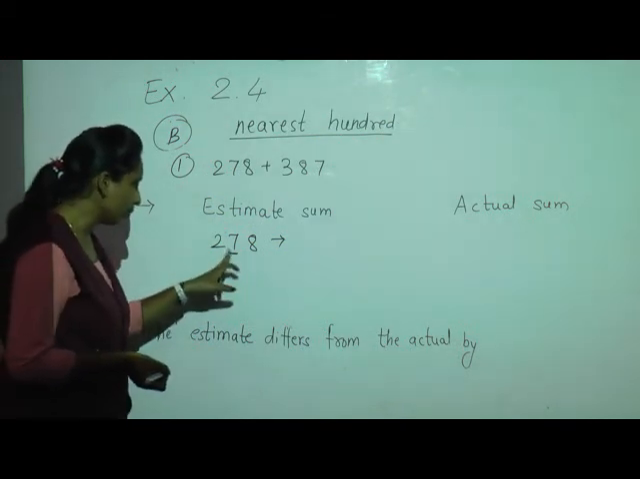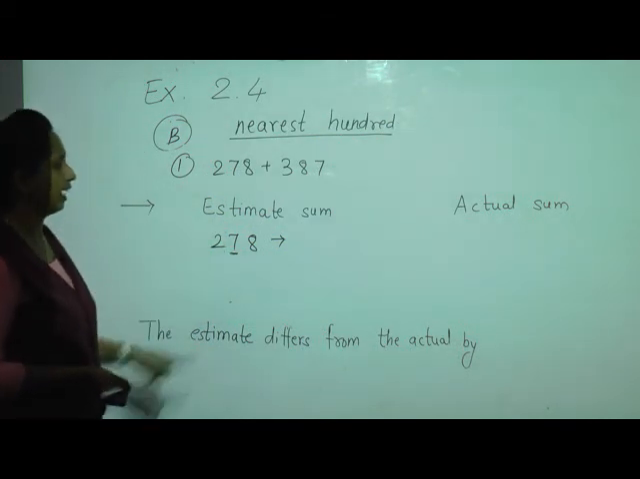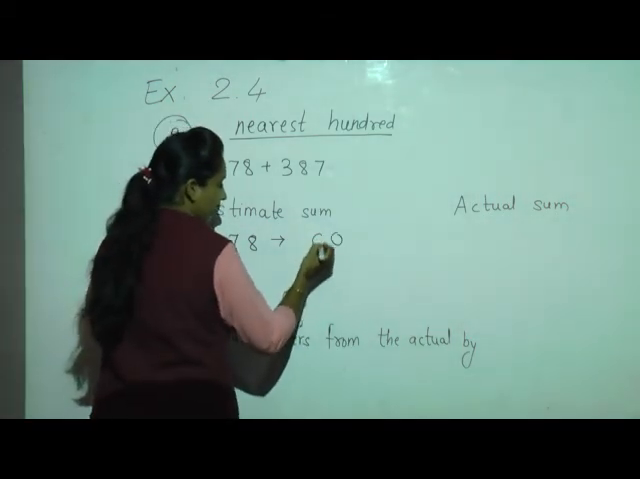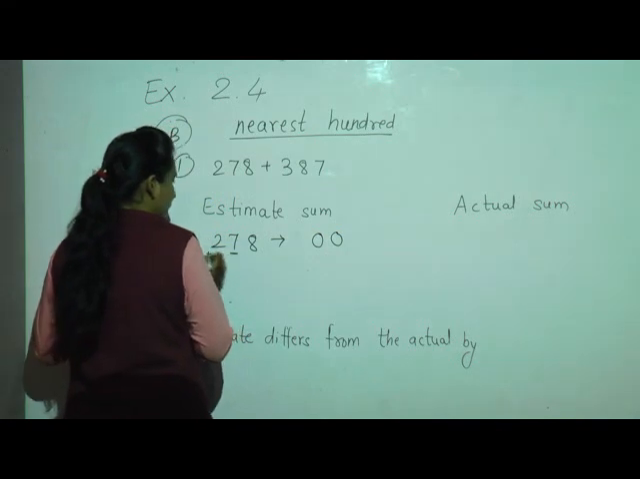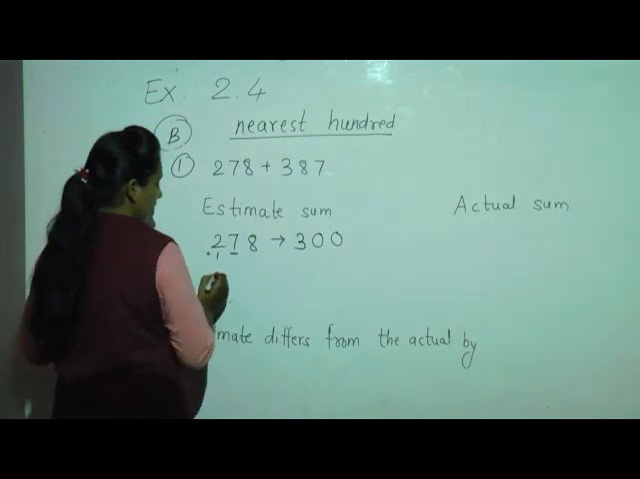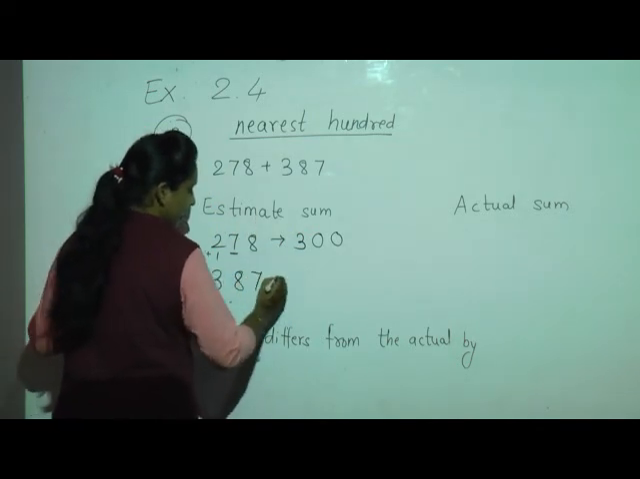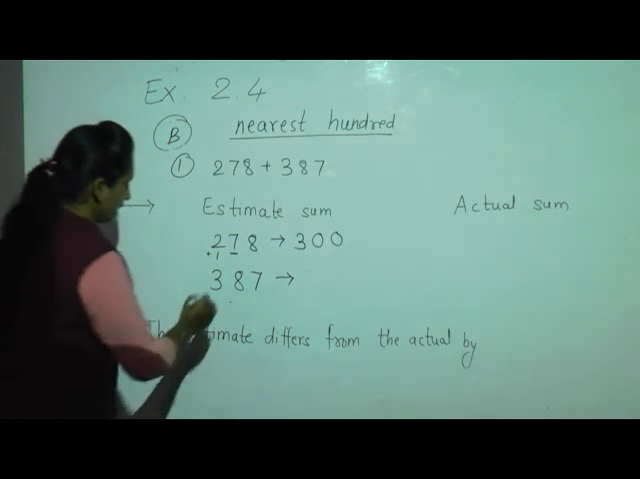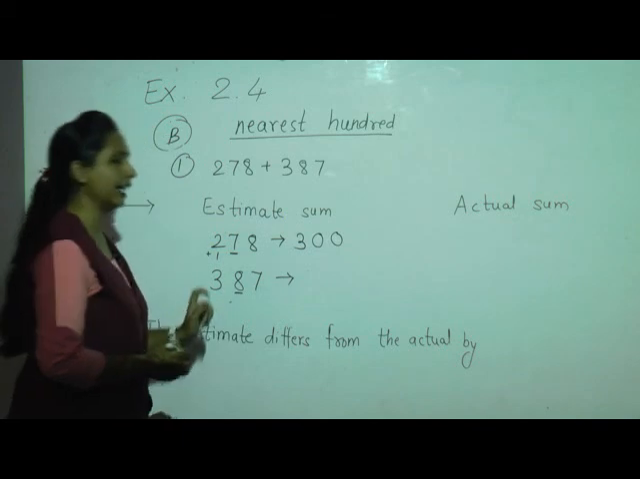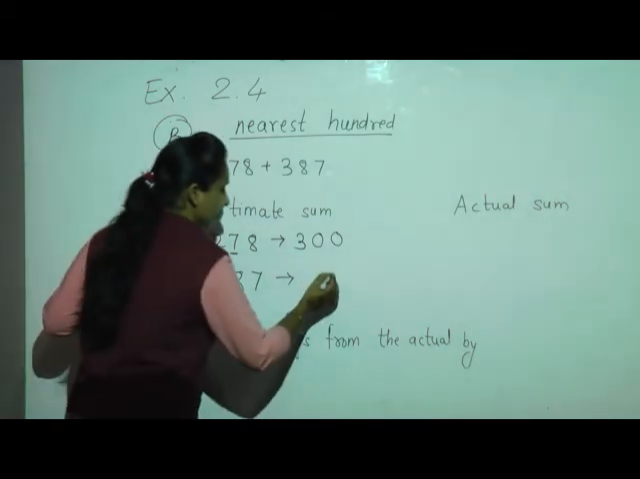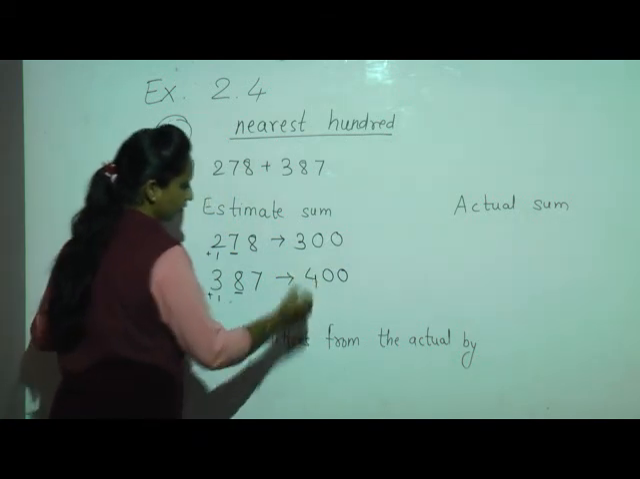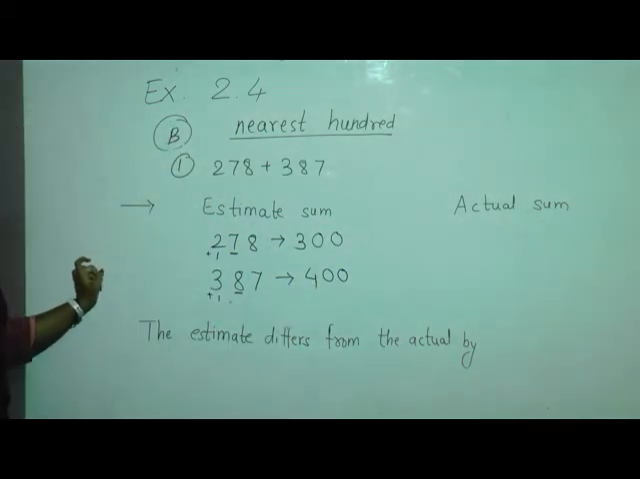If it is 5 or more than 5, of course it is more than 5. So what we will do? We will place 0 at ones and tens and add 1 to the hundreds place. So 2 plus 1 is 3. The next number, 387. Now same, underline the tens place. What is there? 8, more than 5. So place the 0 at ones and tens and add 1 to the hundreds place. So 3 plus 1 is 4. Are you getting, students? Yes.